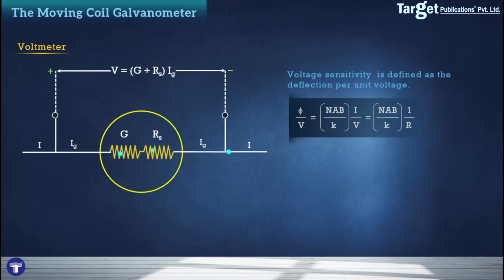Now phi I know is NIAB upon K. I simply divide that by V and I get phi upon V is equal to NAB I upon KV, or I can write this as NAB upon K into 1 by R because I upon V is 1 by R. So this is the voltage sensitivity. One final thing to remember is that current sensitivity is not directly connected to voltage sensitivity. So if current sensitivity increases, it does not mean the voltage sensitivity may increase. So keep that in mind.